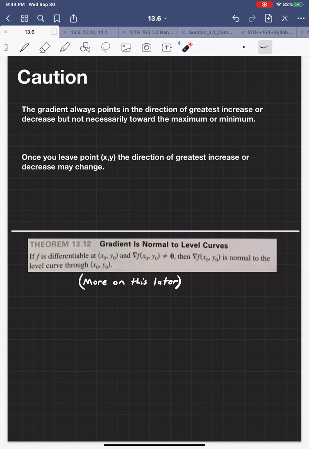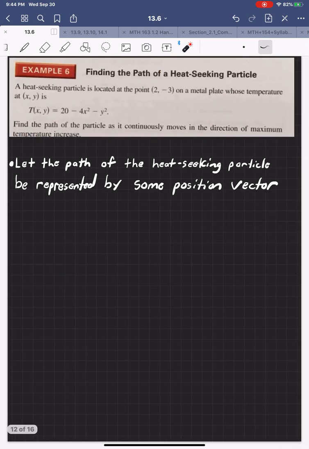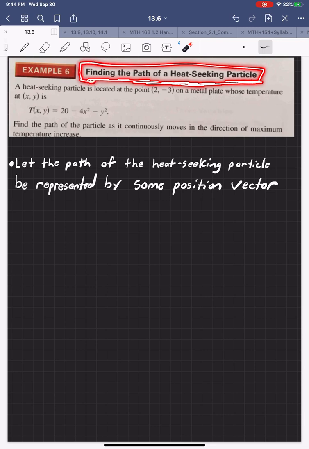So what do we do when we get back from the last video? Well, this is a really interesting application. We want to find the path of some type of heat-seeking particle. I might just call it a missile. You have a heat-seeking missile. What is the path of the heat-seeking missile? This is going to be a prelude into differential equations. We're going to use some differential equations here.